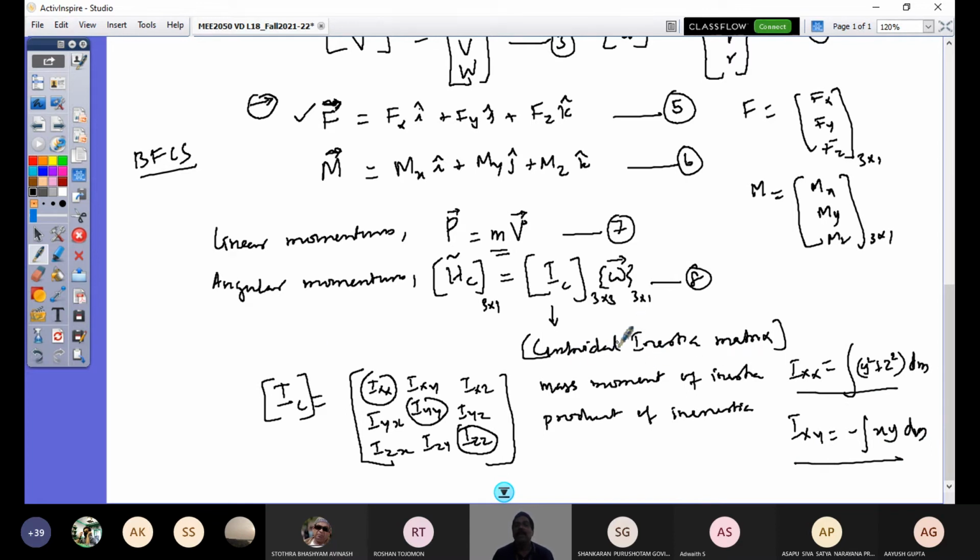and that is primarily relating to the angular velocity of rotation of your body with respect to the body fixed coordinate system, and that gives you the value of angular momentum. And if you look at the rate of change of angular momentum with respect to time, you would be able to get your moment equation.